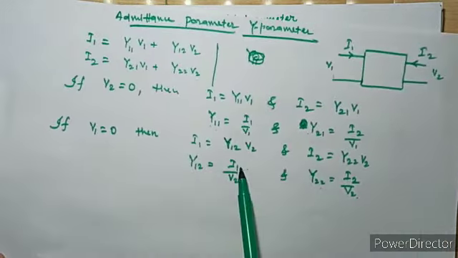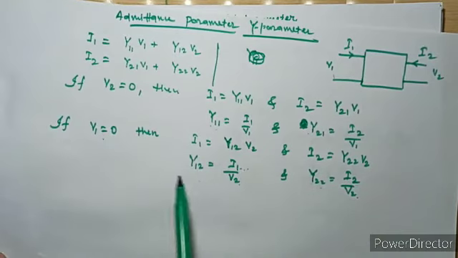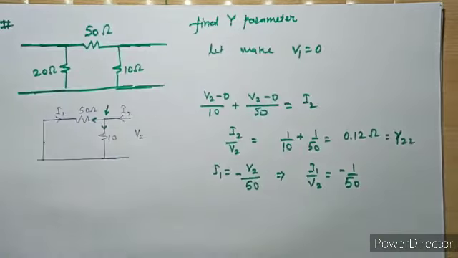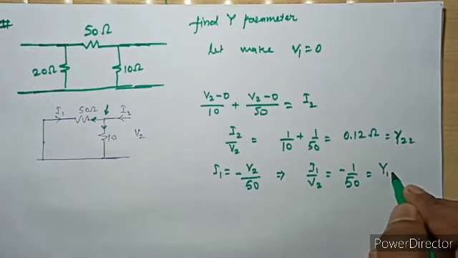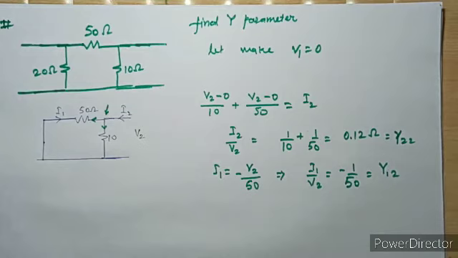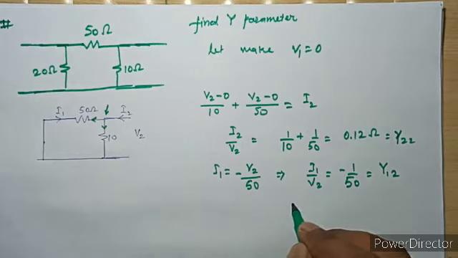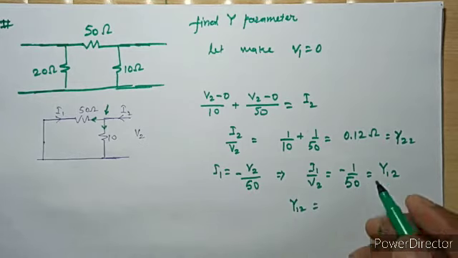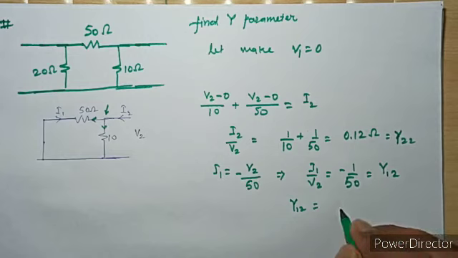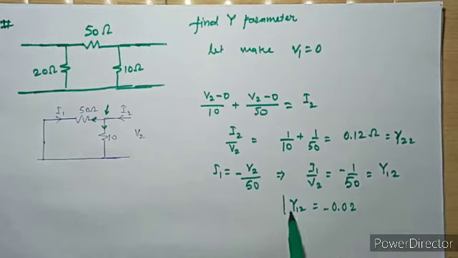see, I1 by V2 when V1 is equal to 0 is nothing but our Y12. This is our Y12, right? Okay. So our Y12 will be what? 1 by 50 means 0.02. If I take mod, then this will become 0.02.